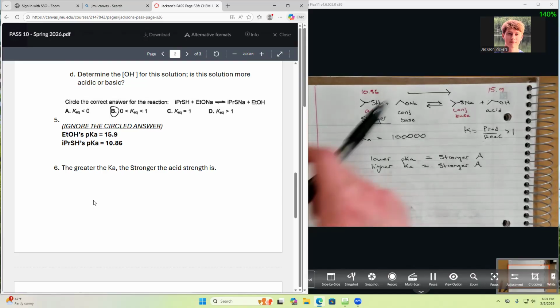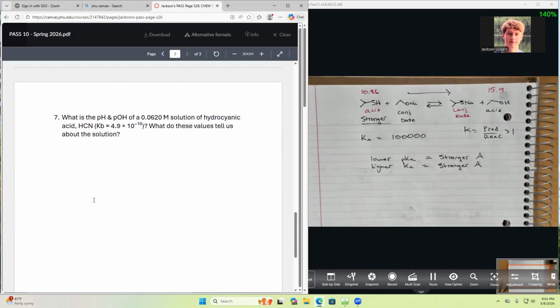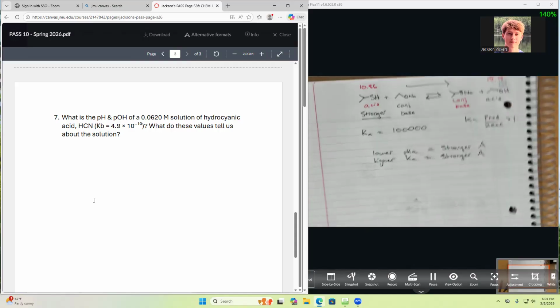And we favor the side of the reaction where the stronger acid's reacting away. Okay, last one I have, another one of these weak acid, weak base problems where we have a K value given, and I'm asking you to do an ice table to solve for it.